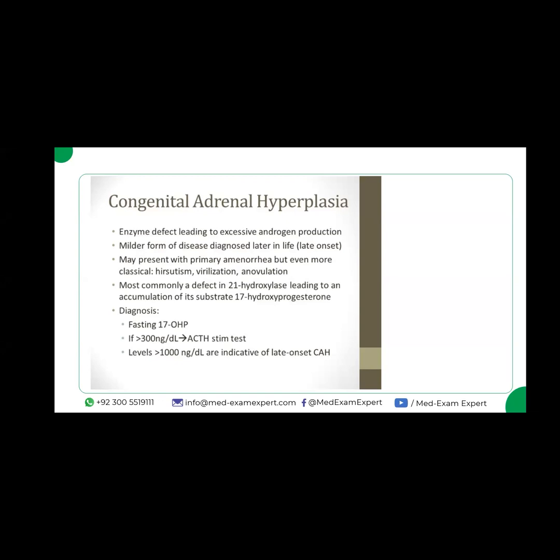the anovulation. Most commonly, this is due to a defect in the 21-hydroxylase enzyme, which leads to an accumulation of 17-hydroxyprogesterone, which is its substrate. And the diagnosis is made on an elevated level of fasting 17-hydroxyprogesterone. If it is more than 300 nanogram per deciliter, we will go for the ACTH stimulation test. And if the level after the ACTH stimulation test is more than 1000 nanogram per deciliter, this is an indication for late onset congenital adrenal hyperplasia.